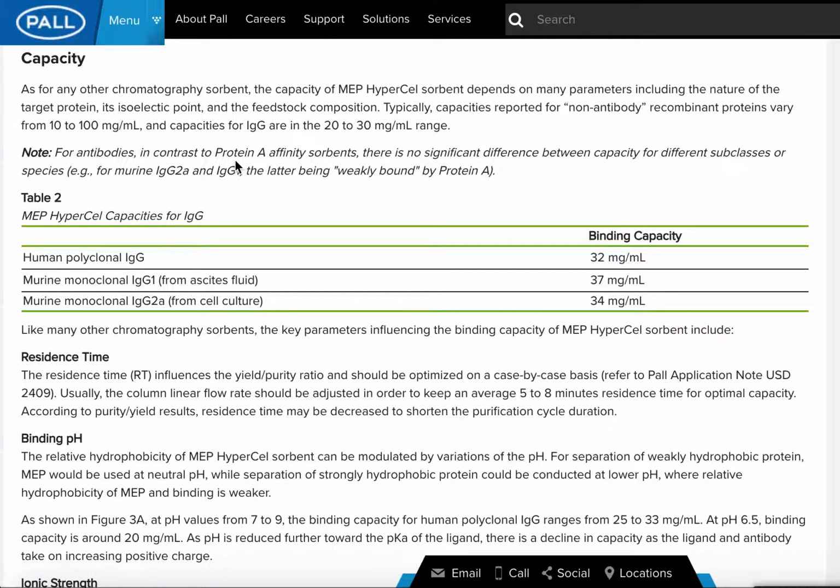As for any other chromatography sorbent, the capacity of MEP HyperCel sorbent depends on many parameters, including the nature of the target protein, its isoelectric point, and the feedstock composition. Typically, capacities reported for non-antibody recombinant protein vary from 10 to 100 mg per ml, and capacities for IgG are in the 20 to 30 mg per ml range.